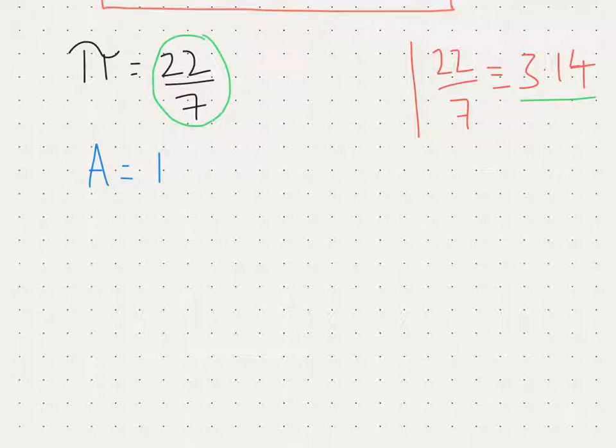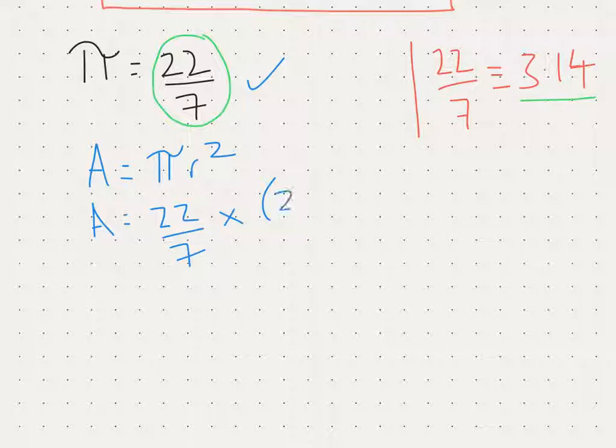So area is given to you by pi r squared. Area, pi in this case is 22/7. And the radius will continue to be 21. Nothing has changed, and that's squared. Area becomes 22/7 times, now 21 squared is 441.